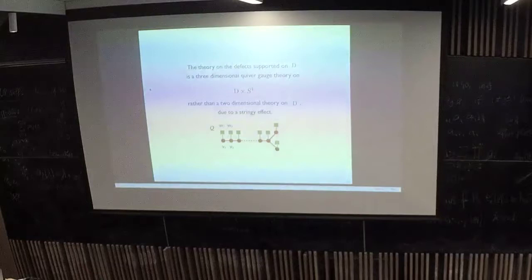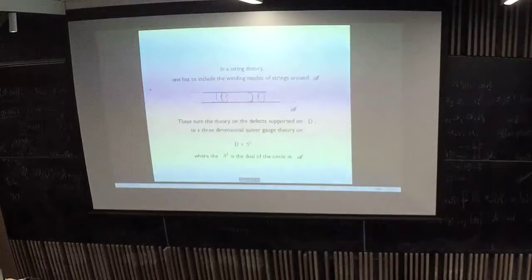Now, it's actually a three-dimensional gauge theory on D times S1 that enters. Because in string theory, if you put D-branes at points on a cylinder, you'll get winding modes that go around the circle of the cylinder, and they turn a theory which would have been two-dimensional into a three-dimensional theory, because there are infinitely many such modes.